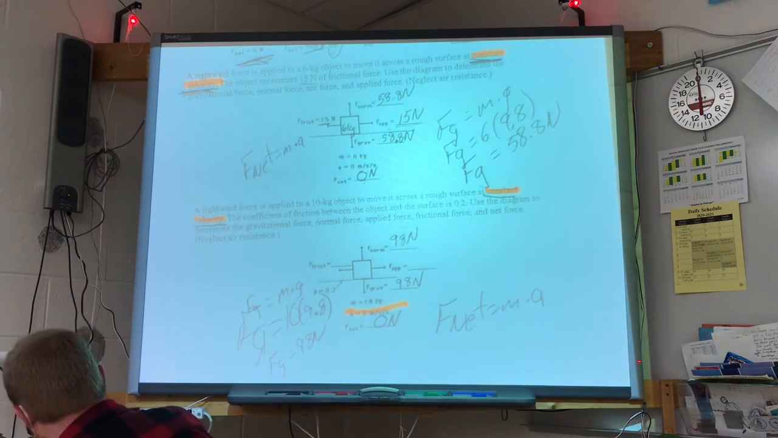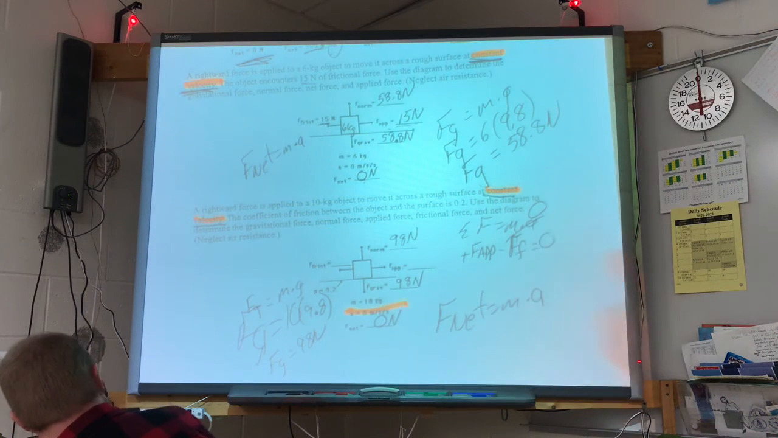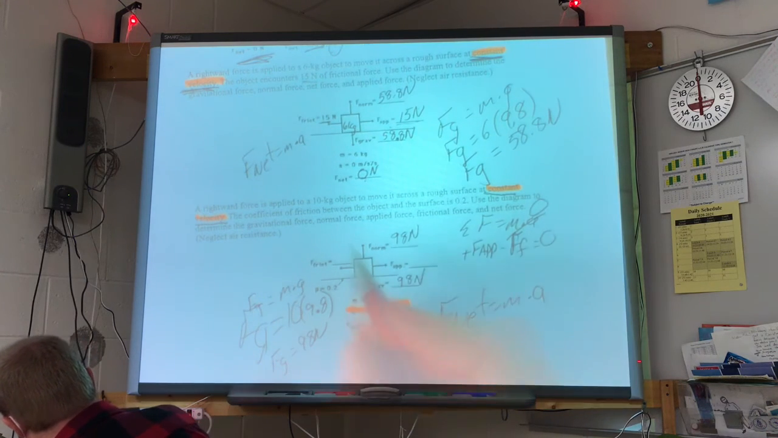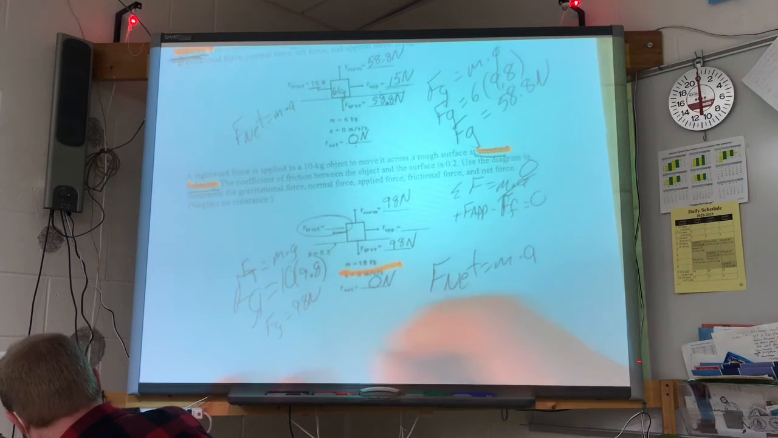We know that these are going to be the same because Newton's second law says mass times acceleration. If we add our rights and we subtract our lefts, they have to equal one another. Therefore, they're going to be the same, right? That's what balanced forces means. So to determine this, we can use that special equation that I have written on the board.